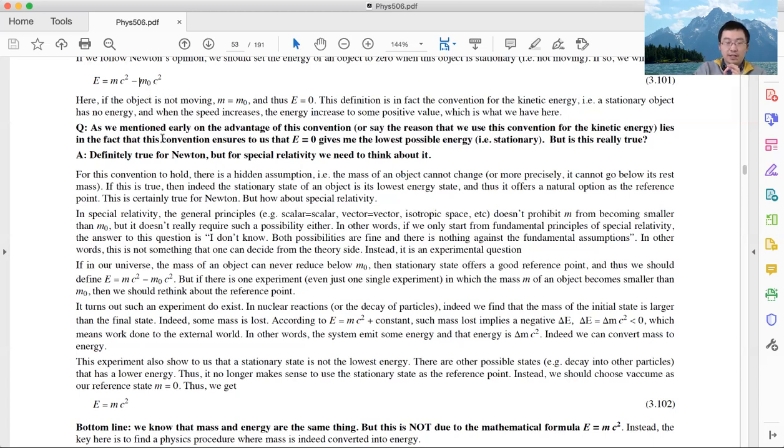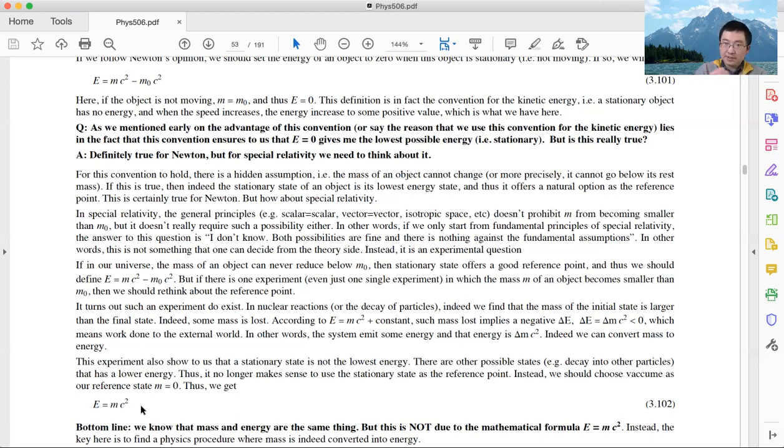Because of that, we should use zero rest mass as the reference point for energy. And if I do that, that constant is actually zero. We can't put a constant there. And that gives me energy equals mass times c squared.